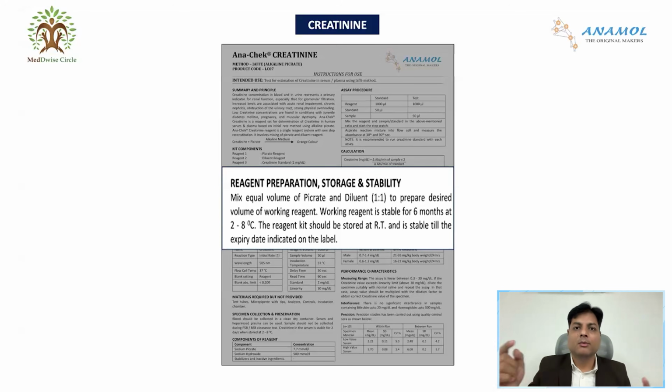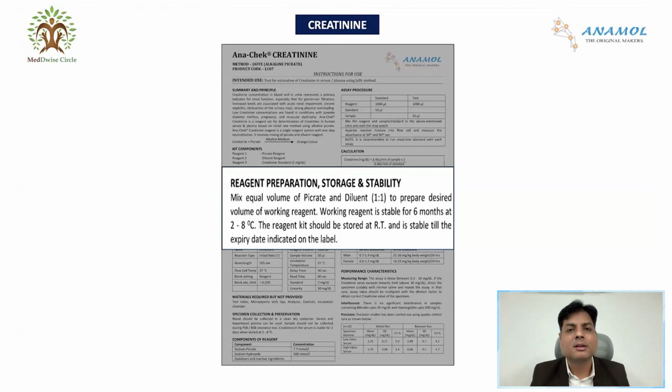But when we mix the picrate and diluent in 1:1 ratio and then we prepare the working solution, this working solution cannot be kept at room temperature. The working solution has to be kept at 2 to 8 degree, and it is stable for up to 6 months only. It is not stable up to 2 years, unlike the kit. So that is why we have to clearly understand how do we prepare the working solution.